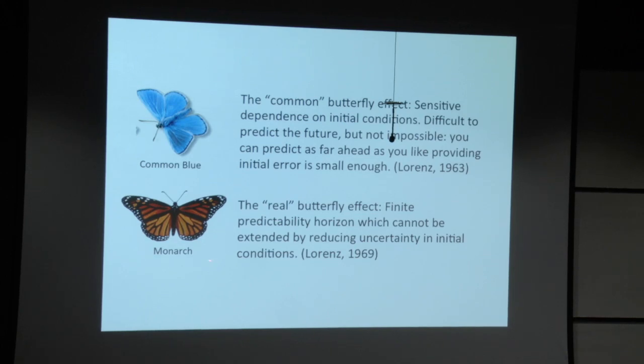On the other hand, I'm going to use this monarch butterfly. This is a weak pun on the fact that monarch is a member of royalty, and real in Spanish or something is royal. So the real butterfly effect, the royal butterfly effect, if you like, is the 69 paper, which basically says that there are finite predictability horizons which cannot be extended by reducing uncertainty in initial conditions.